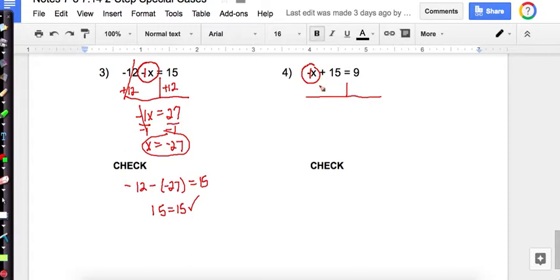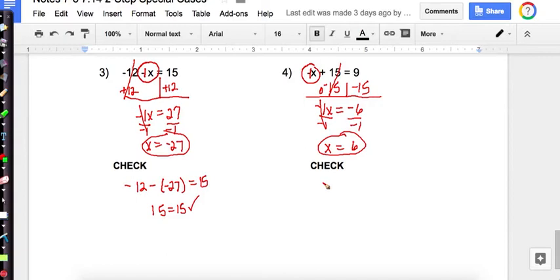So what's the opposite of adding 15? Good, subtracting 15. 15 minus 15 is 0. Bring down the -1x. And 9 minus 15 is -6. The opposite of multiplication is division, so divide by -1. That slashes and a 1 in disguise, so x equals +6.